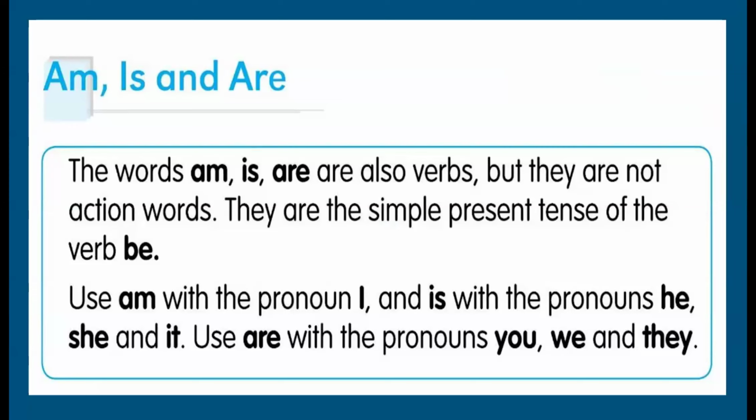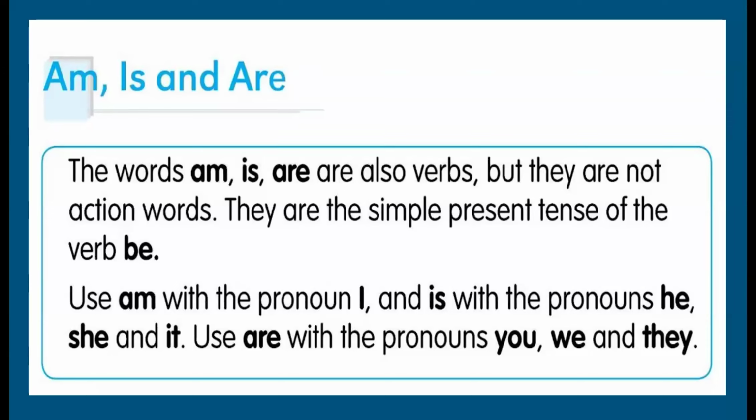Am is used with the pronoun I. I am going, I am doing this, I am reading, I am teaching, I am speaking. Is is used with she is, he is, it is, with the male, female, and with things. And with singular nouns you use is.